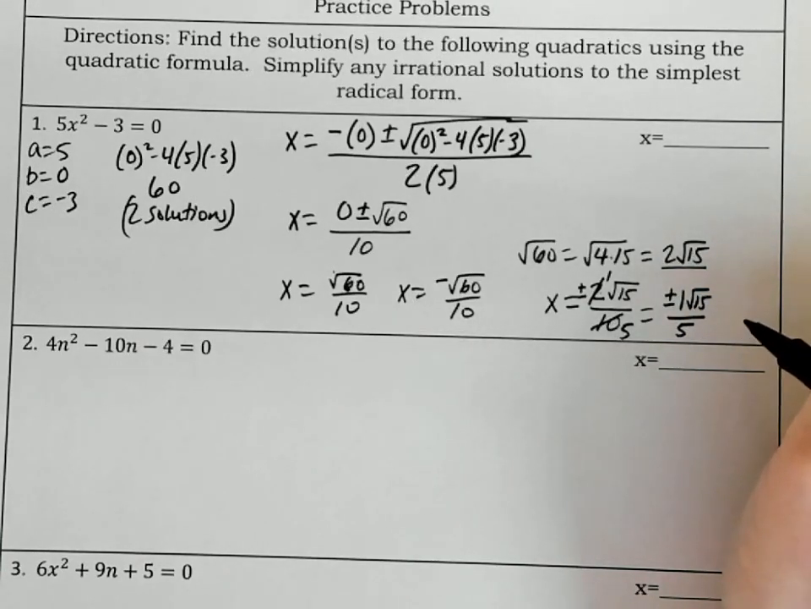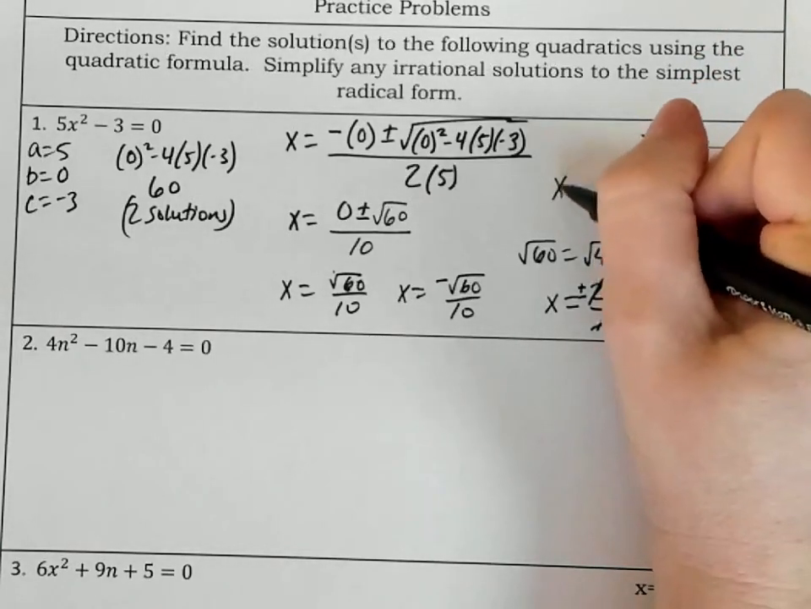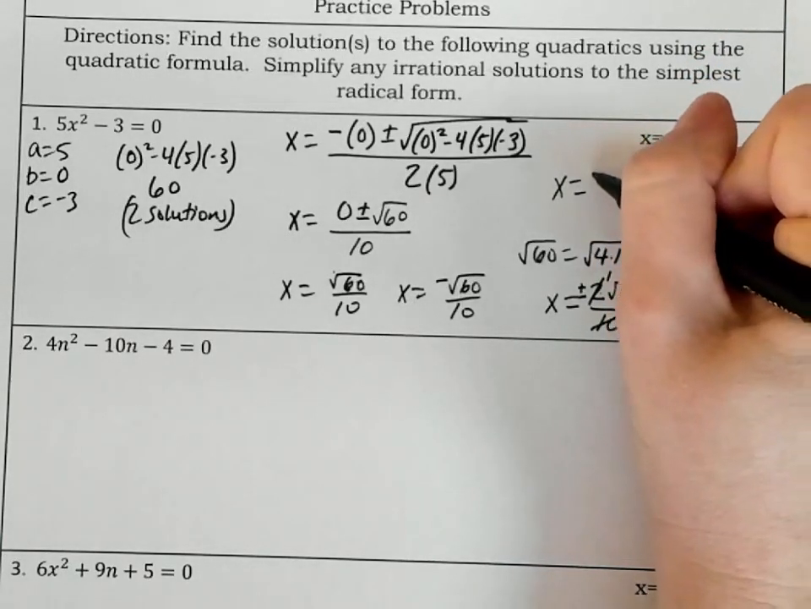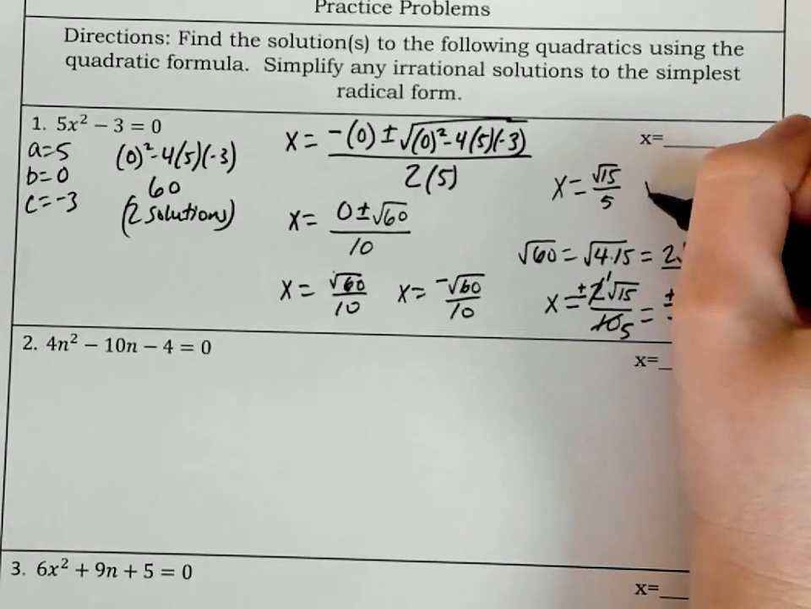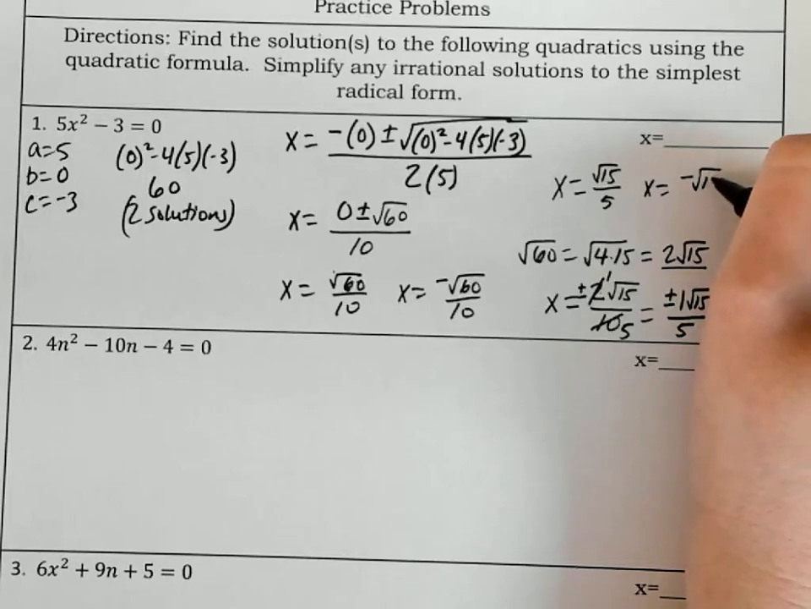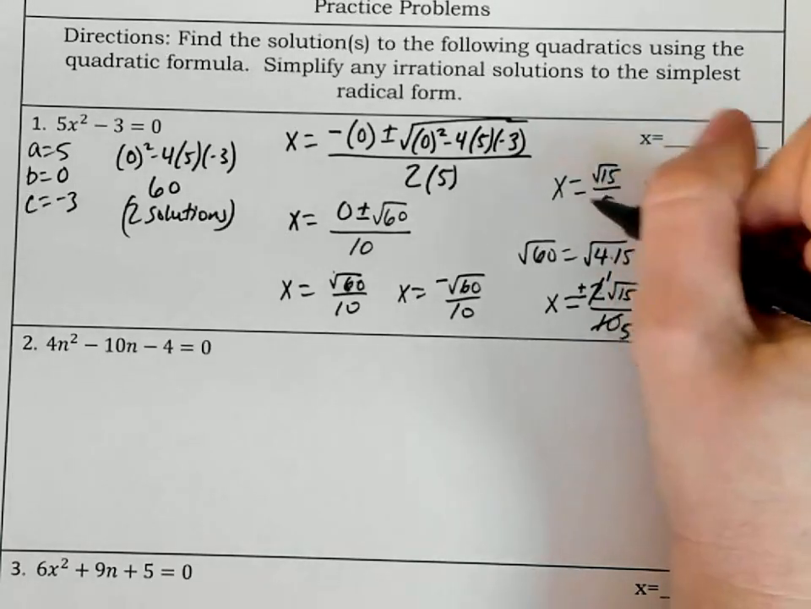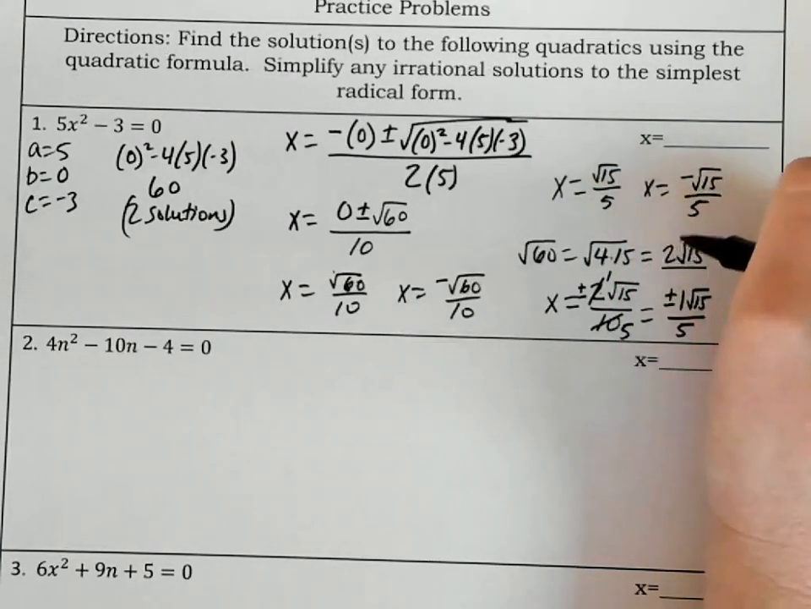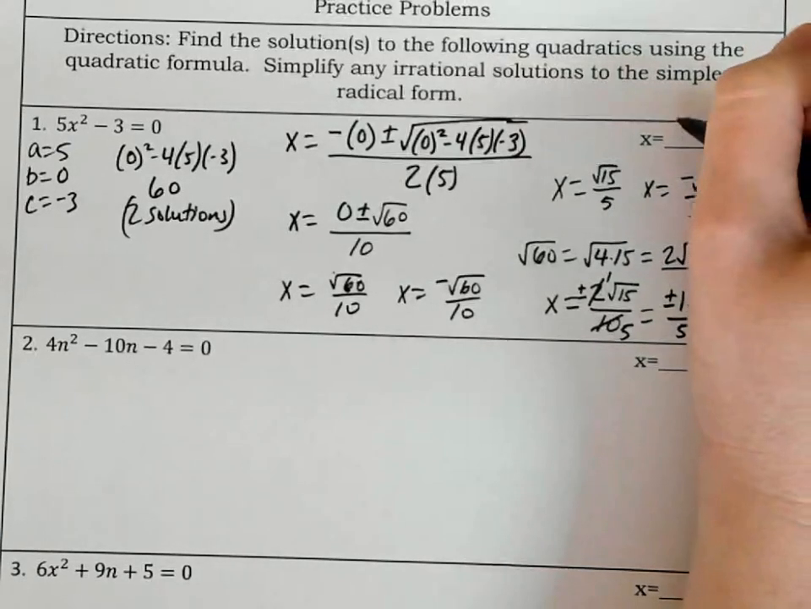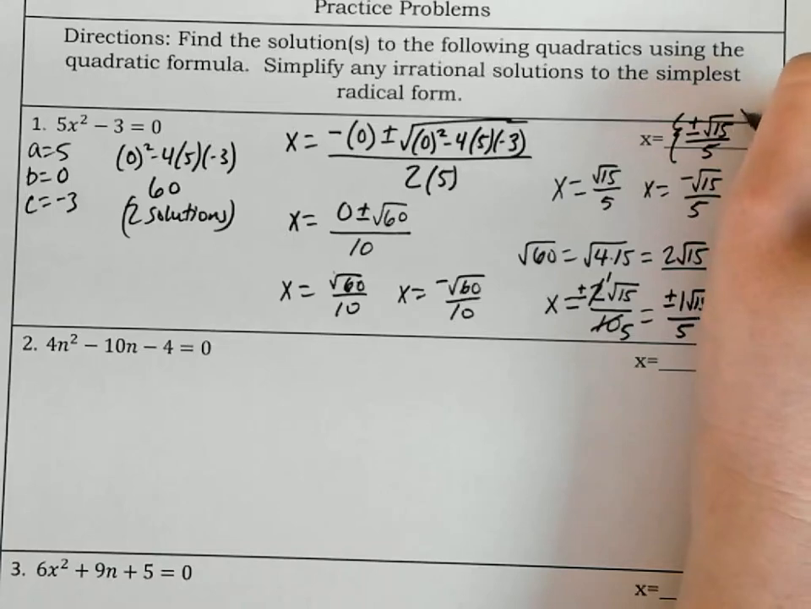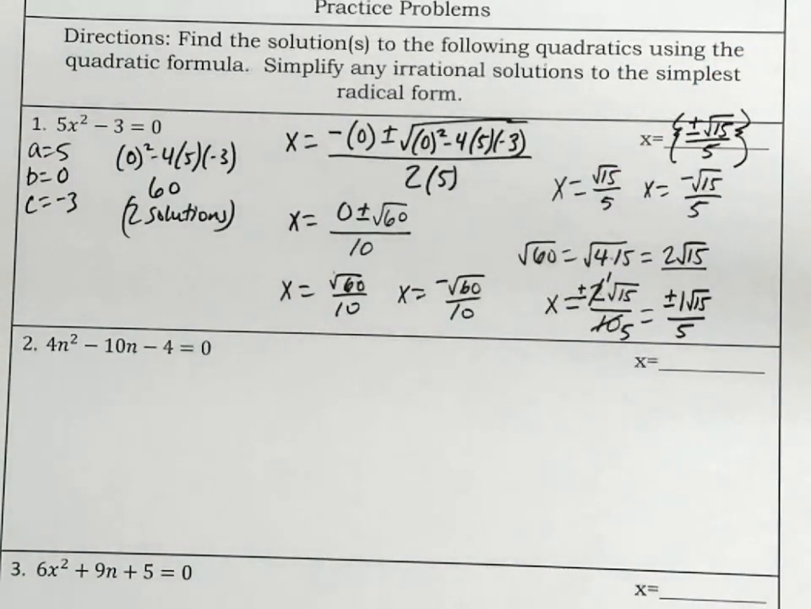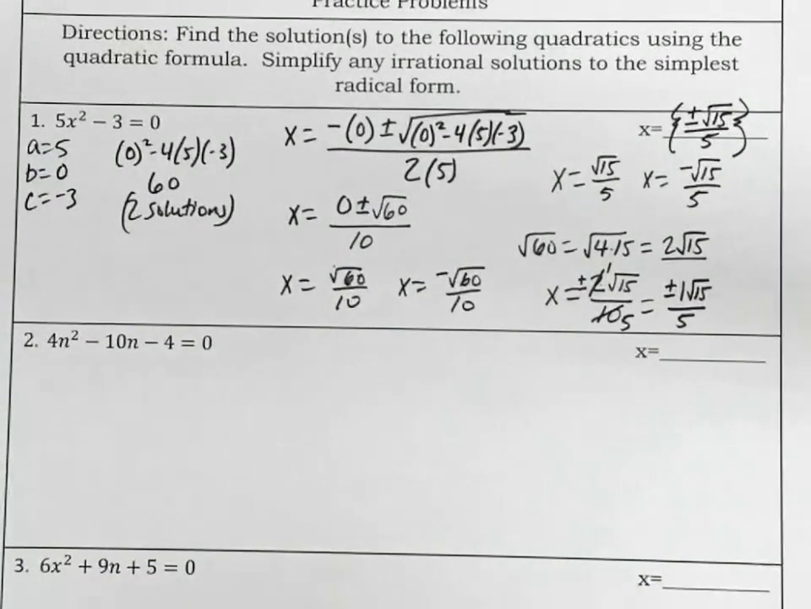So my answers could be written, I could have x is equal to the square root of 15 divided by 5, and I could have x is equal to negative square root of 15 divided by 5. And both of those are viable solutions for this quadratic. I'm just going to write my simplest form as plus or minus the square root of 15 divided by 5. And that's going to be my final answer for this problem.